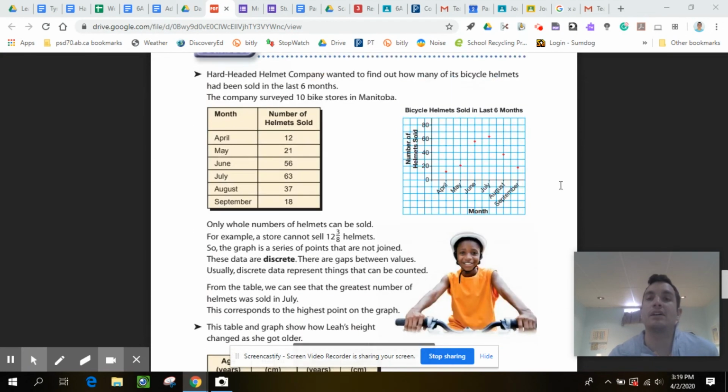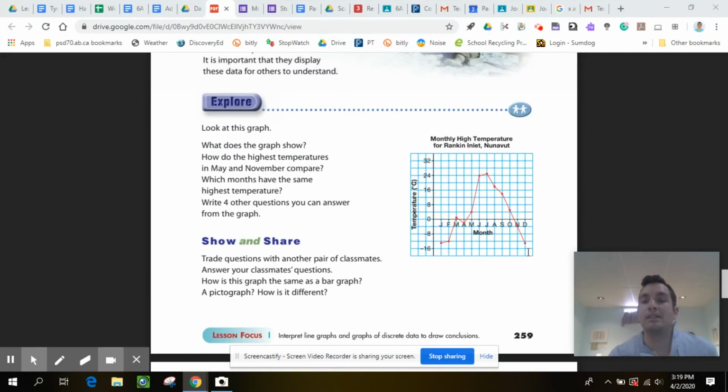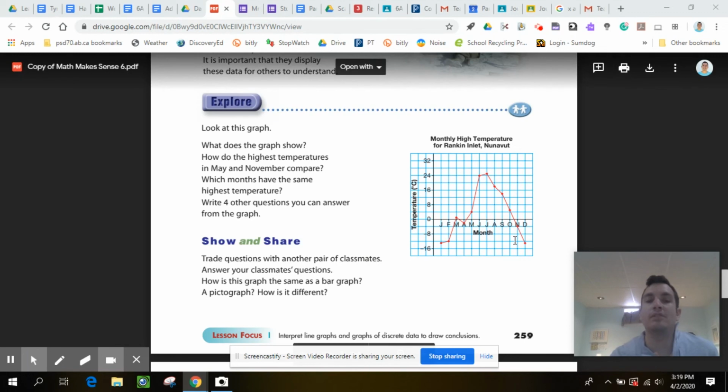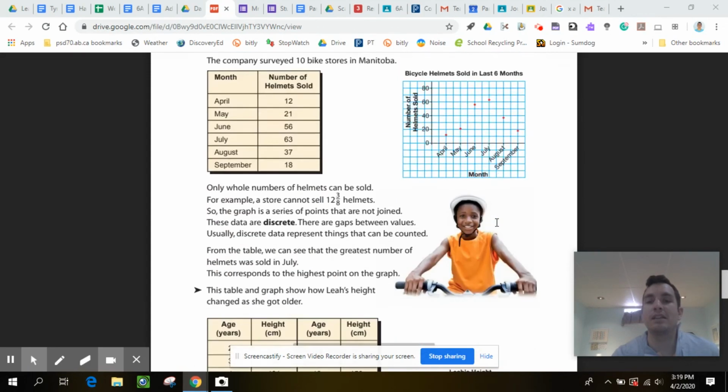If I wanted to talk about another example, maybe about this temperature graph here, I could say a conclusion from this graph might be that December has the coldest average temperatures, or July has the warmest average temperature. So it's basically just what information I can take from this graph. What's a specific thing that it is telling me?